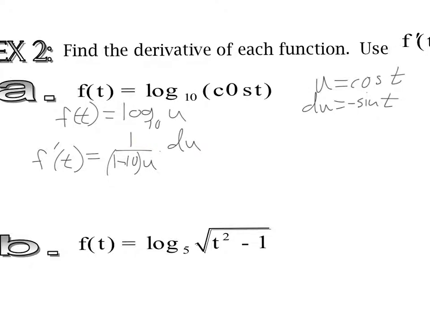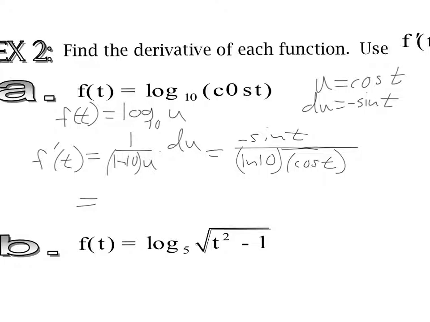And if you want to, you could just put the du on the top. That's where it goes. Okay, so let's plug it back in. The du is negative sine t. I'm just going to put that right on the top, over the natural log of 10. And the cosine is cosine of t. Okay, you could clean this up a little bit if you wanted to. If you think about it, you really have a sine t over cosine t. That's like a tangent t. So if you wanted to, you could write this as the negative tangent t over the natural log of 10. It's probably the simplest way to put it. Okay, let's go to the next one.